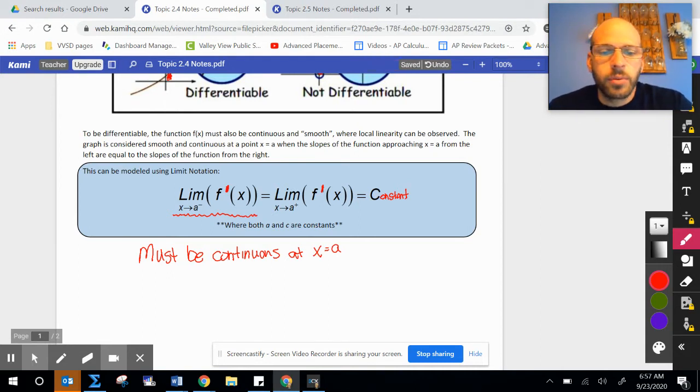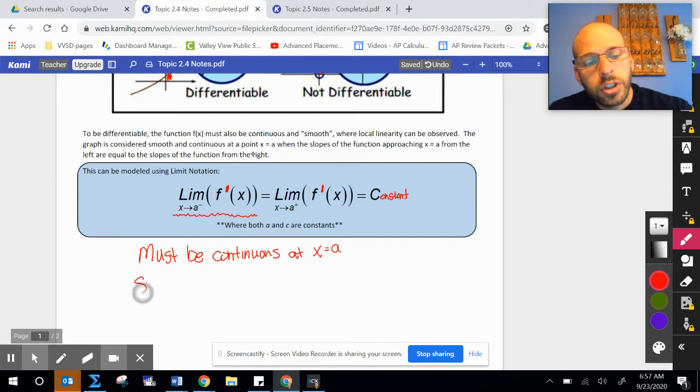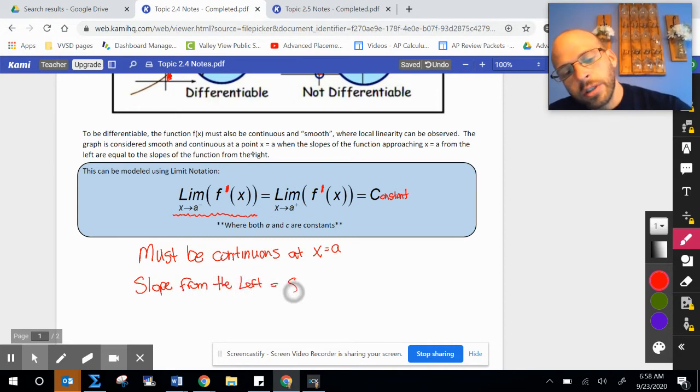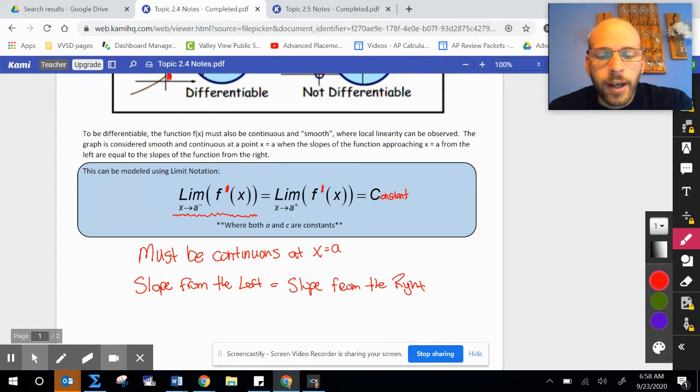Okay. Now, what does this mean? In mathematical language, if I were to change this into verbal, the slope from the left has to equal the slope from the right, right? F prime finds slope, or the instantaneous rate of change. So the instantaneous rate of change from the left has to equal the instantaneous rate of change from the right, okay? Now, if you have a function that's continuous and satisfies this limit statement, then we can say that the tangent line does exist, or that this function is differentiable, okay?